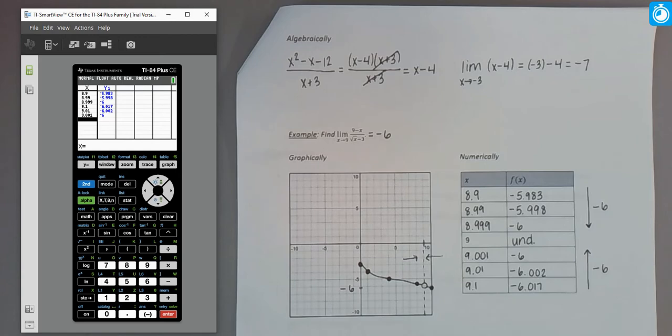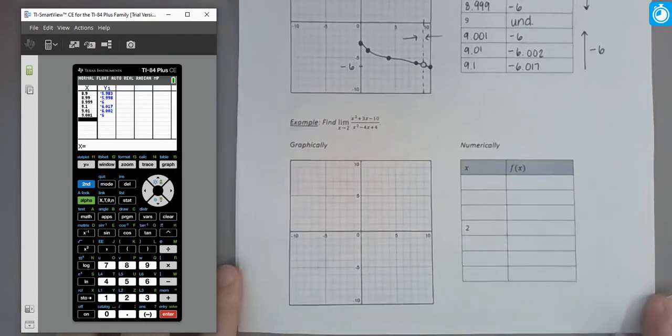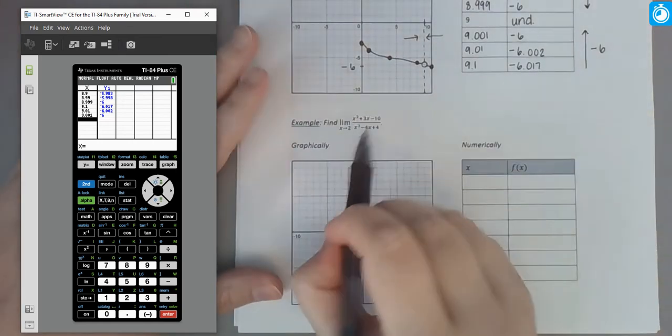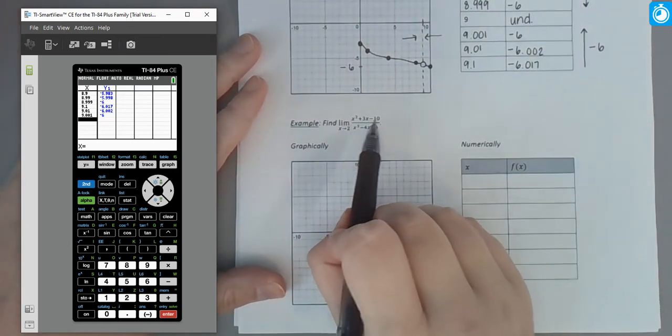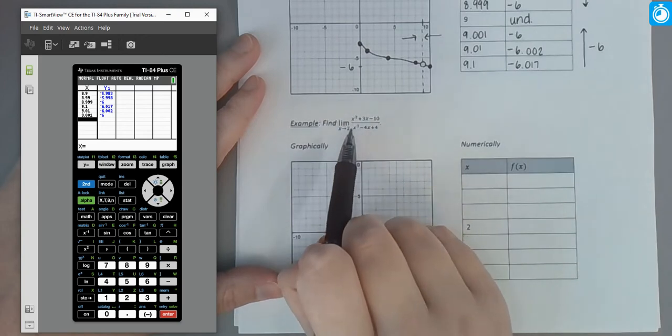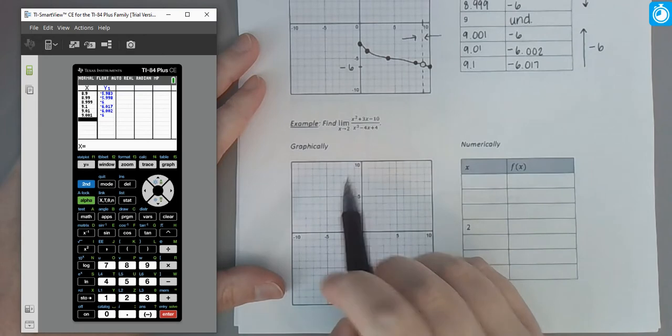Okay, let's look at one additional example where maybe we run into some issues algebraically. So slightly more complicated, still a function that has a numerator and denominator, so the same kind of problems we normally anticipate with a function that looks like this. Okay, so we want to evaluate the limit as x approaches 2 of x squared plus 3x minus 10, quantity, divided by the quantity x squared minus 4x plus 4.